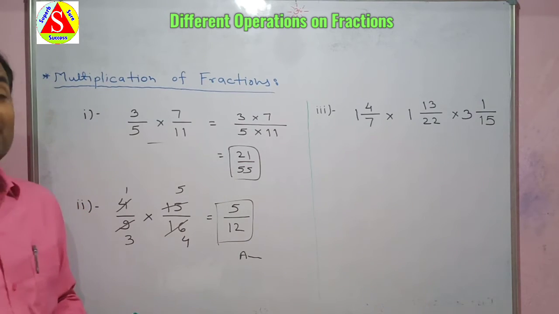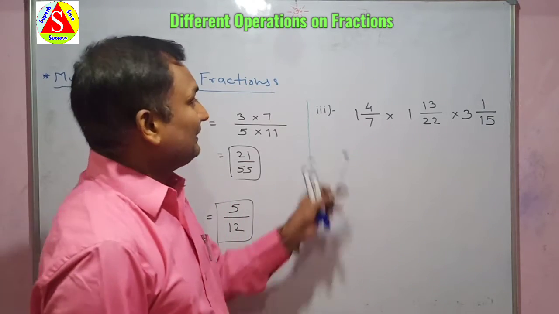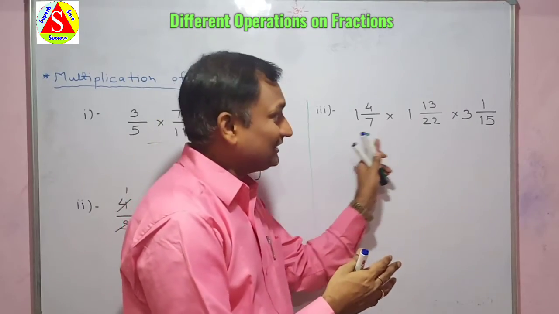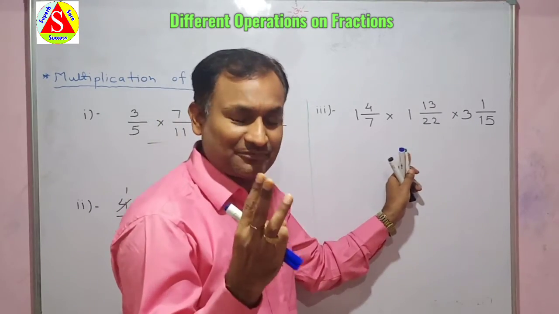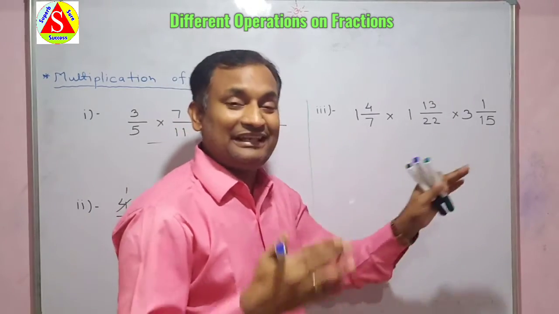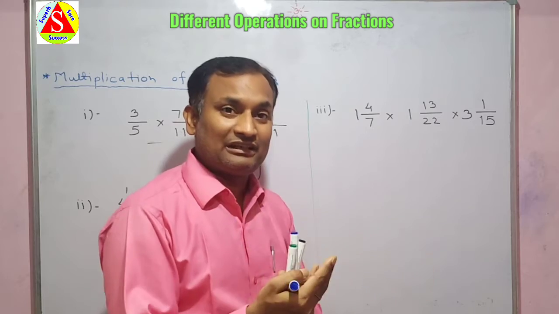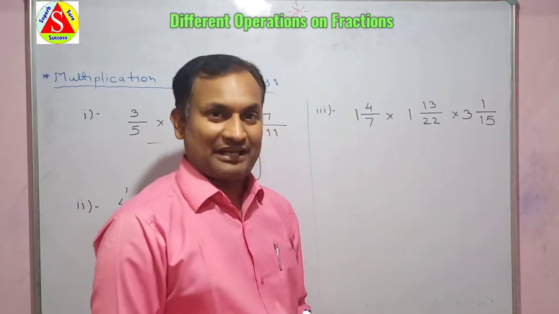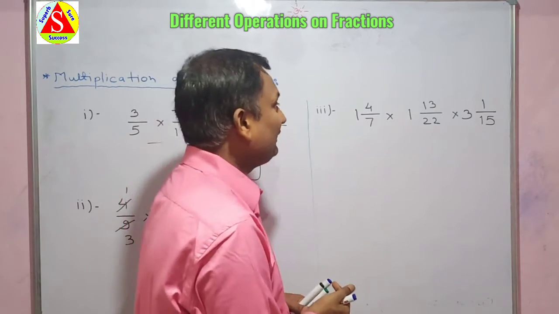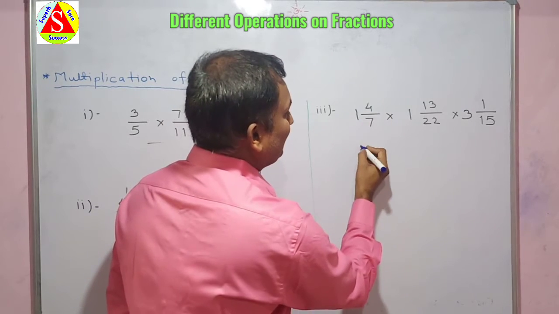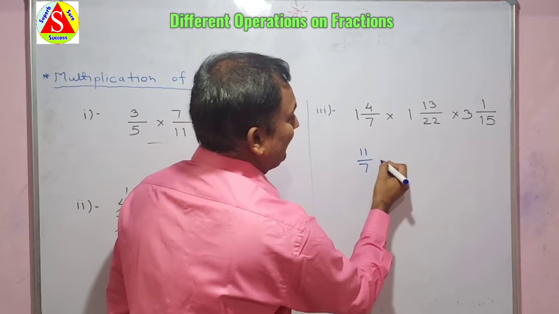Okay, so now let's see the third question. So dear students, in this question we are having 3 terms and all are given in mixed fraction form. So first of all we will convert it into improper fraction. So let's convert it. So we will have 1 into 7, 7, and plus 4, that is 11 upon 7.